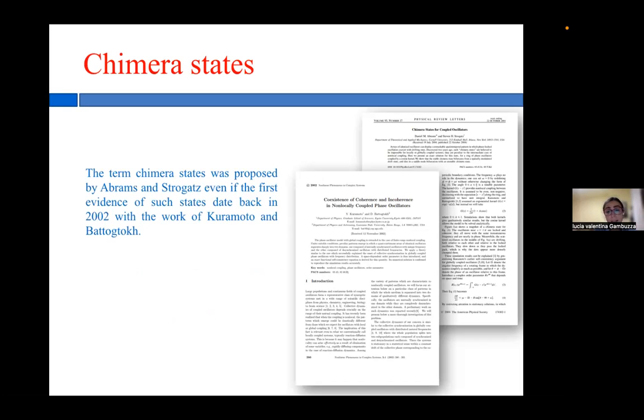The term chimera state goes back to one of the first papers talking about this strange behavior, in 2002 by Kuramoto and Babcock. However, the term chimera state was first proposed 2 years later by Abrams and Strogatz. So here I have just reported the 2 most important papers on chimera states.